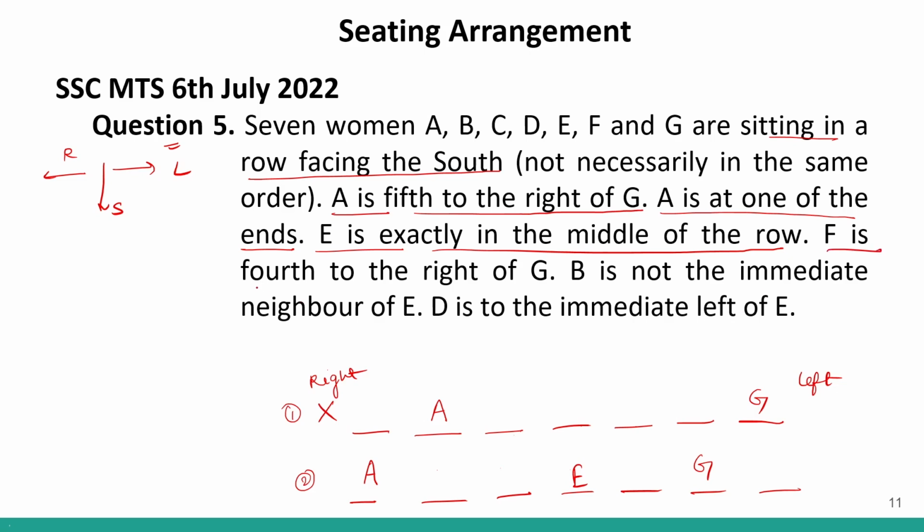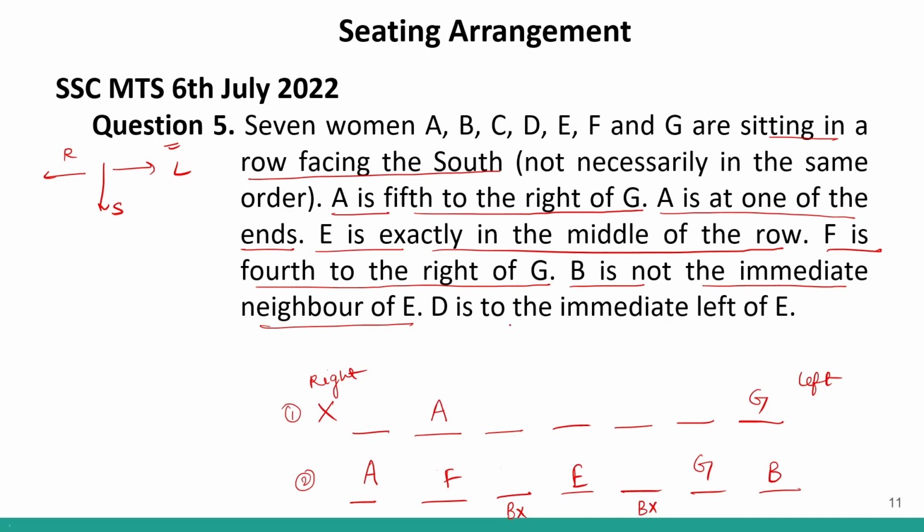F is 4th to the right of G. So G is over here. 4th to the right. 1, 2, 3, 4. F will be over here. Okay. B is not the immediate neighbor of E. So if B is not the immediate neighbor of E, that means B cannot come here and B cannot come here. We have only one empty position, so B will definitely come here.